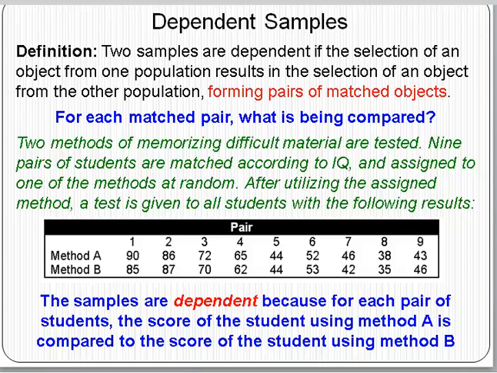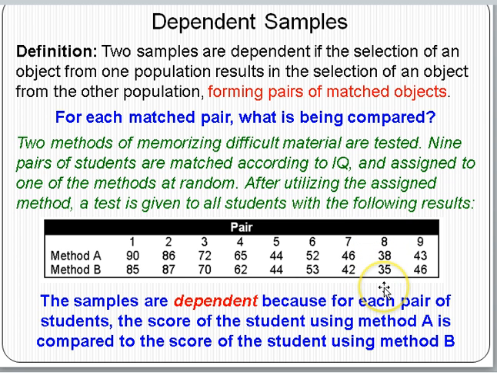So here's the problem. Two methods of memorizing difficult test material are examined. Nine pairs of students are matched according to IQ and assigned to one of the two methods at random. The reason they're matched in this way is we might have the belief that memory ability is dependent upon the student's innate intelligence. More intelligent students might remember more, and so they should be compared to similar types of students. Students with a lower IQ might be comparable to those with lower IQs.